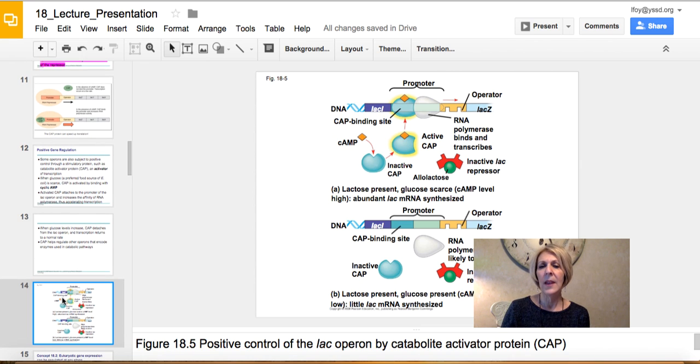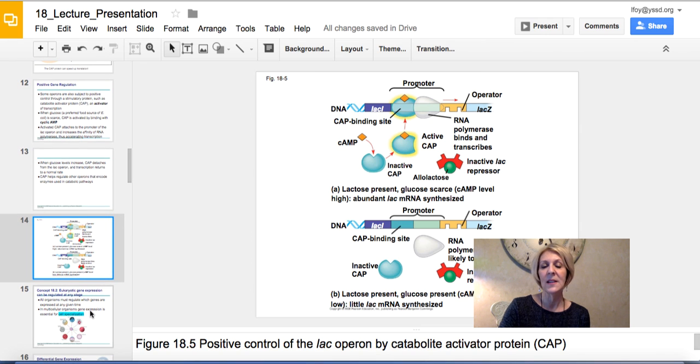So here's just an example of what I just said a few minutes ago about how the presence of high levels of cyclic AMP can activate this CAP. It's going to sit on the promoter and actually enhance RNA polymerase binding and transcription, and that is something that is going to help little bacterial cells. So guys, that's an example of the operon system. That is the primary way that bacteria can regulate their genes.